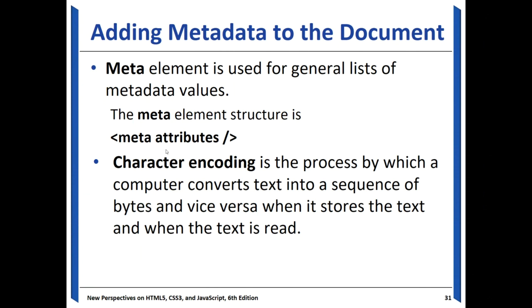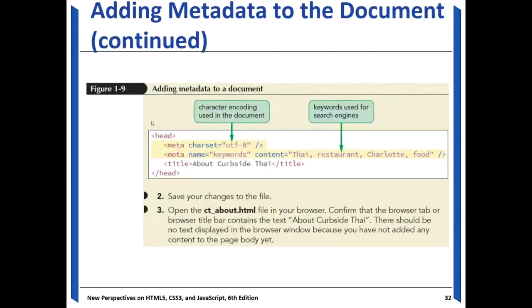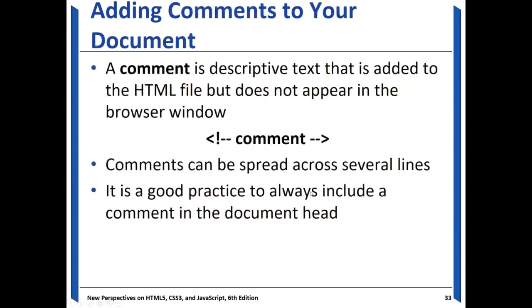Character encoding is a process by which a computer converts text into a sequence of bytes and vice versa, where it stores the text and when the text is read. So we see that, for example, here we got our character encoding set. This character set equals UTF-8. We talked about the keywords already used by search engines.